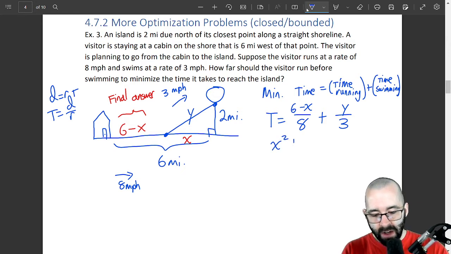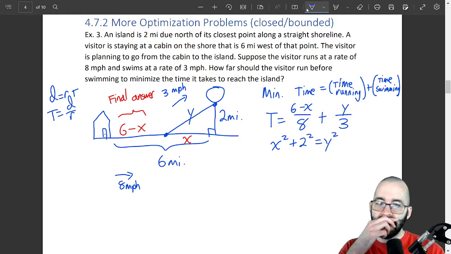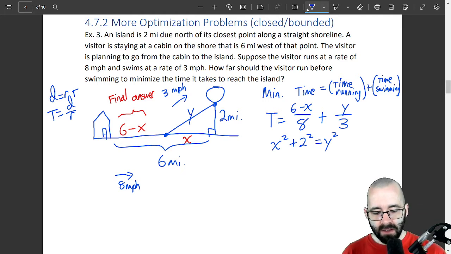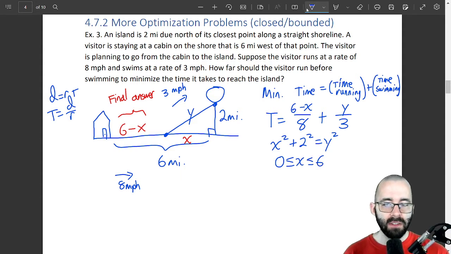We know that x squared plus 2 squared equals y squared. Now this is much nicer because we don't have any linear terms. We don't have to FOIL anything out. And then what is our domain here? X, well, the smallest that x can get is 0, and the biggest x can get is 6 miles.